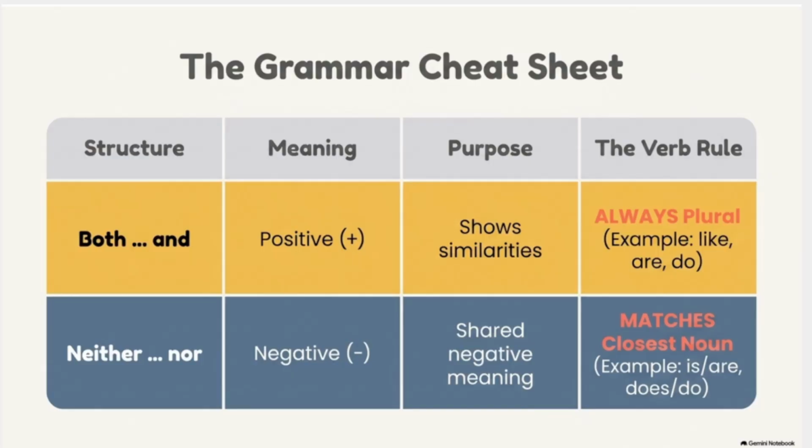For example, neither Sarah nor the boys are ready. The closest subject is the boys, so we use are. But neither the boys nor Sarah is ready. Now the closest subject is Sarah, so we use is.